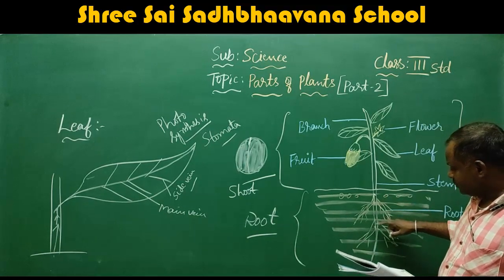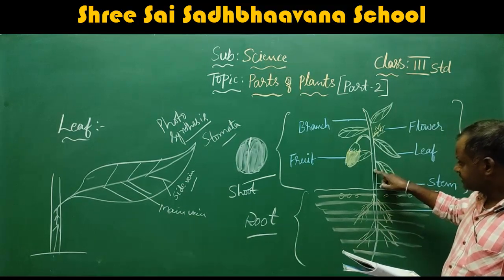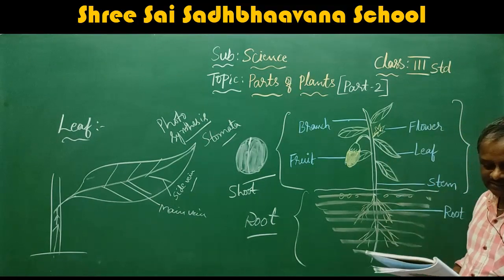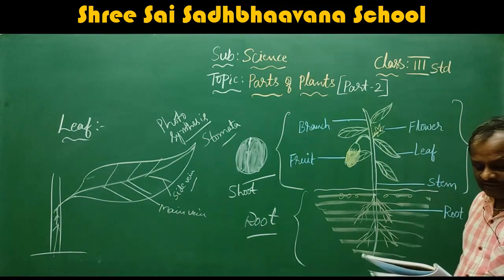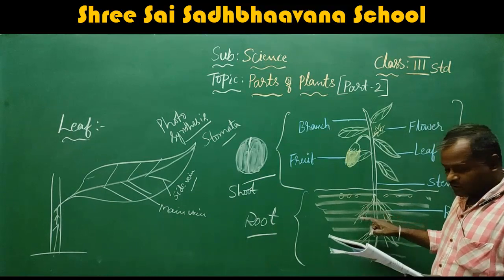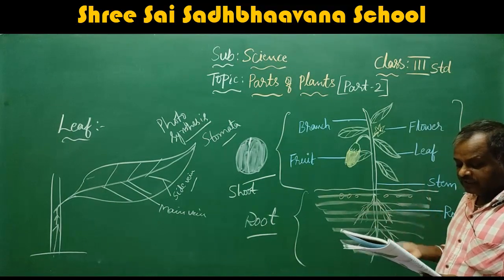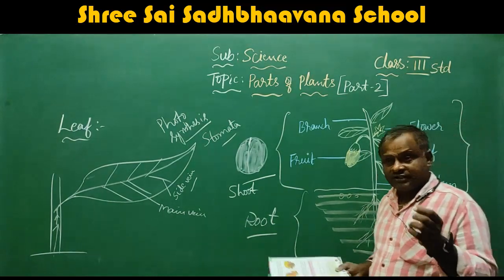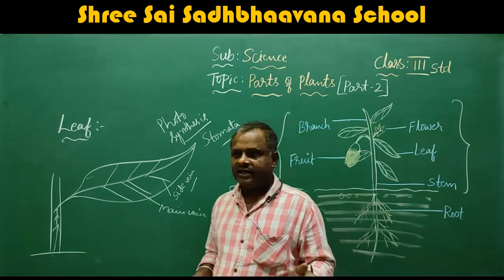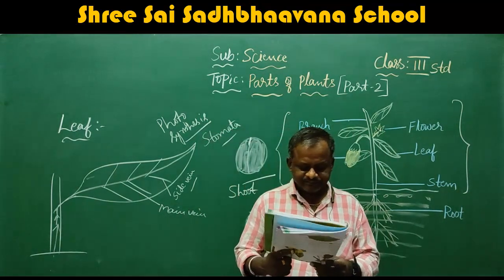That means from the roots to the stem, and from the stem to the leaves. Roots are covered with root hairs, small root hairs that absorb water and minerals. The small root hairs also absorb the water and food minerals.